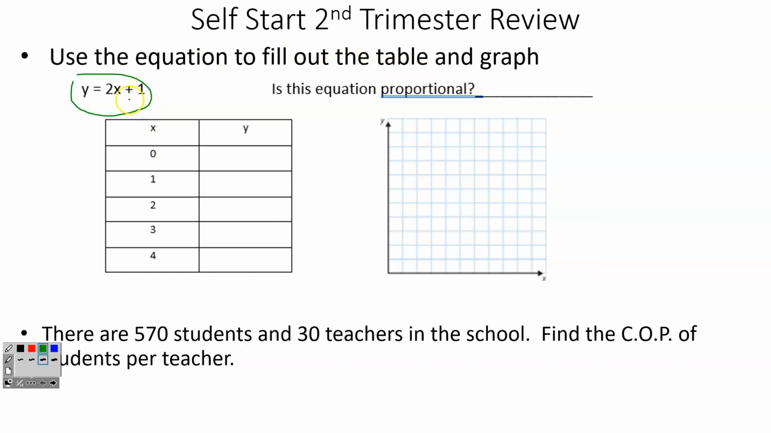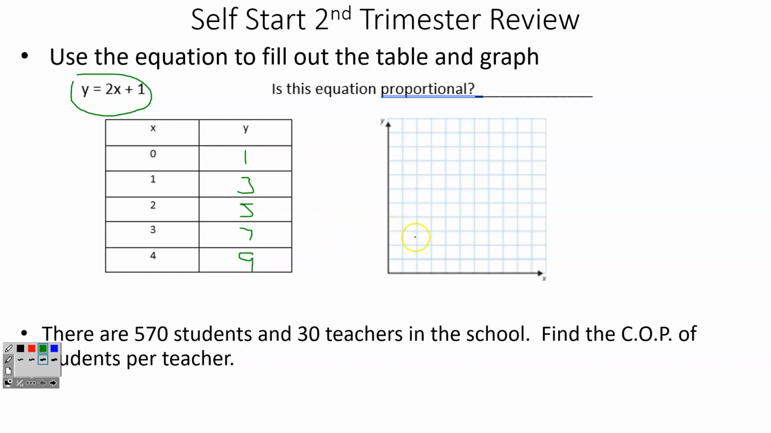So when I plug in 0 for x, we do 2 times 0, which is 0, plus 1, which is 1. We do 2 times 1, which is 2, plus 1 is 3. We do 2 times 2, which is 4, plus 1 is 5. We do 2 times 3, which is 6, plus 1, which is 7. And 2 times 4, which is 8, plus 1, which is 9.